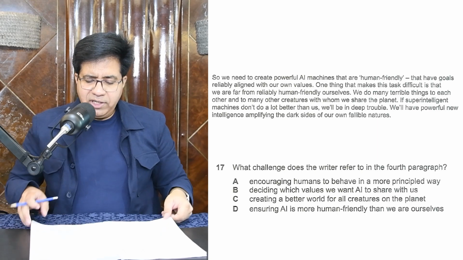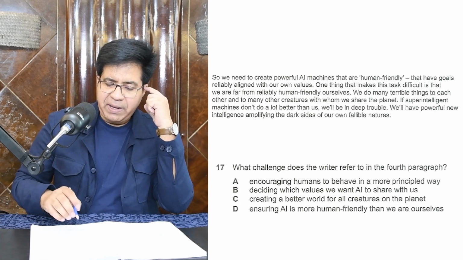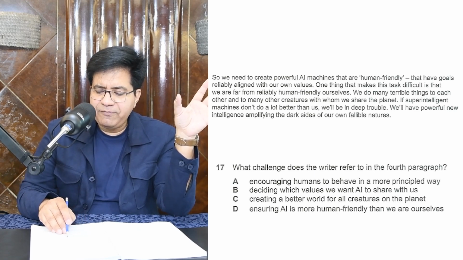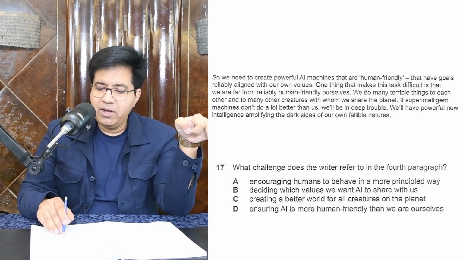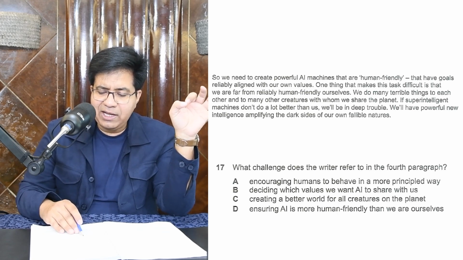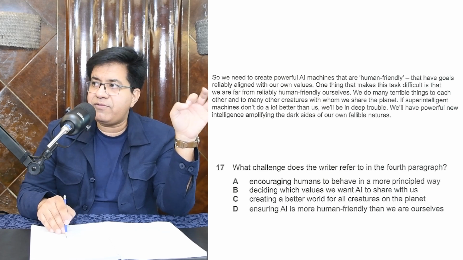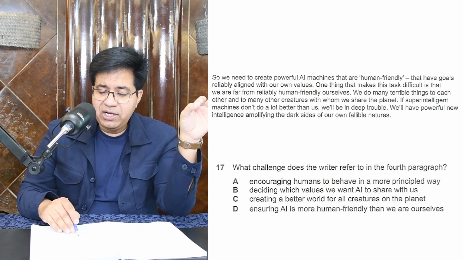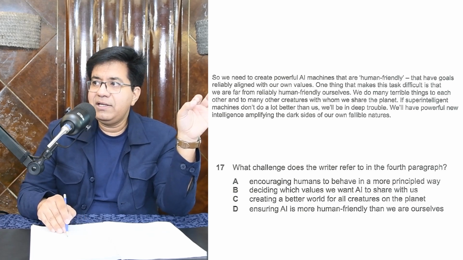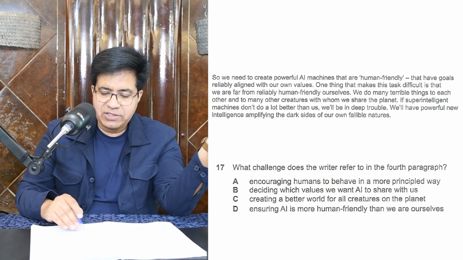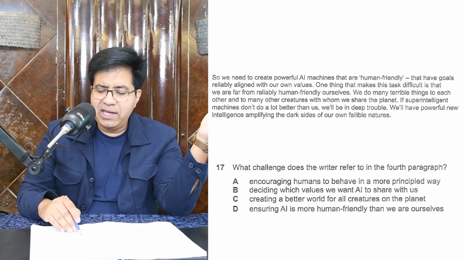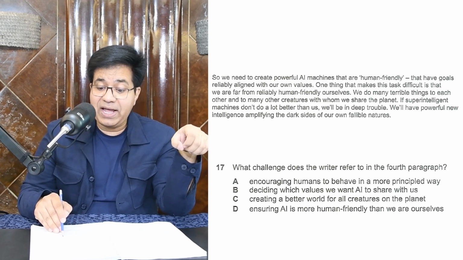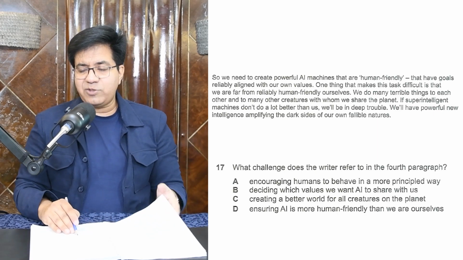So, what challenge does the writer refer to in the fourth paragraph? Option A, encouraging humans to behave in a more principled way? No. Option B, deciding which values we want AI to share with us? Maybe. Option C, creating a better world for all creatures on the planet? He's only saying we are harming other creatures. Option D, ensuring AI is more human friendly than we ourselves. That is the right answer. Ensuring AI is more human friendly.